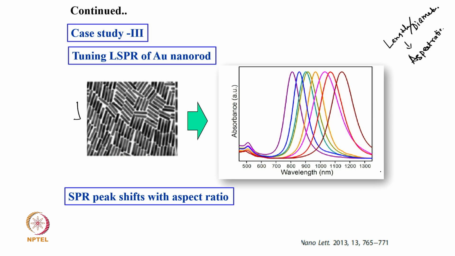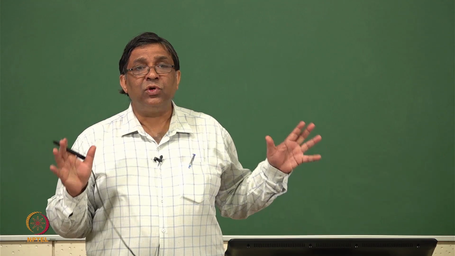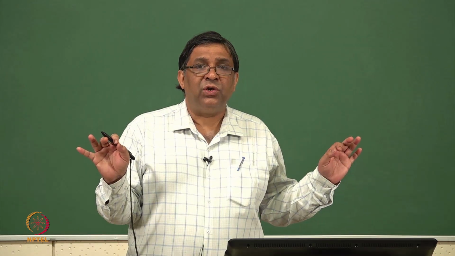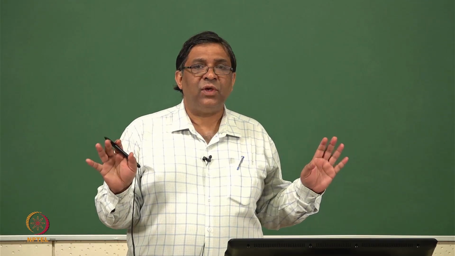and change the aspect ratio and look at the absorbance of light, and you will appreciate that as you change the aspect ratio, you basically tune the surface plasmon resonance drastically. So you can see how it is being tuned. It is being tuned from somewhere around 700 nanometer to 1200 or more than 1200 nanometer. So huge is the spectral range you cover just by changing the aspect ratio of the nanorod. Okay, this is the importance.